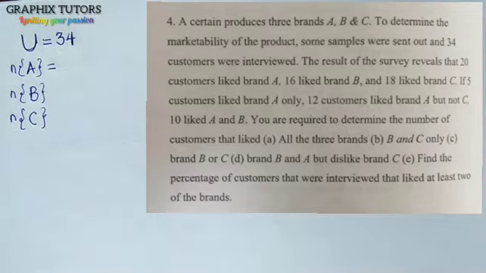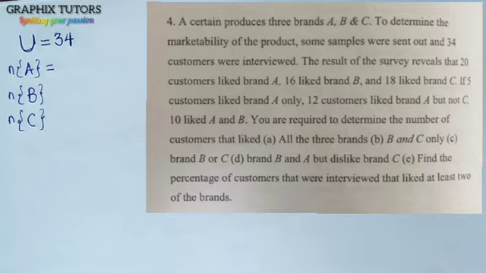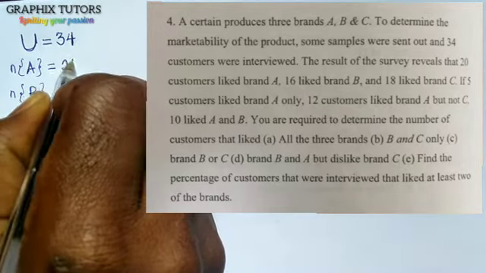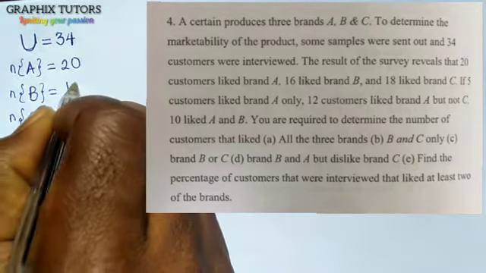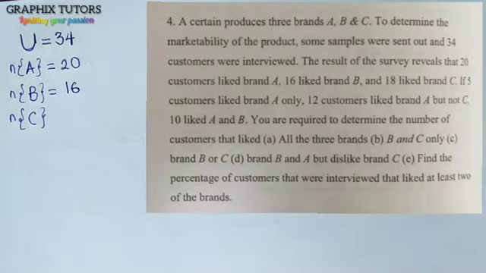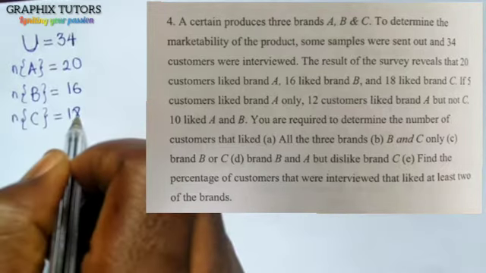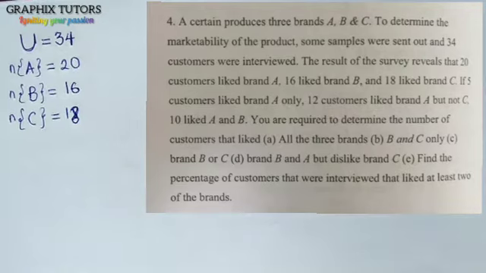If you start reading now, it says from the top right corner, a setting produces 3 brands A, B, and C. To determine the marketability of the product, some samples were sent out and 34 customers were interviewed. We've written that down. The result of the survey reveals that 20 customers liked brand A, so 20 liked brand A, and 16 liked brand B, and 18 liked brand C, so 18 liked brand C. So these are what we have here, right? So from here we move forward.